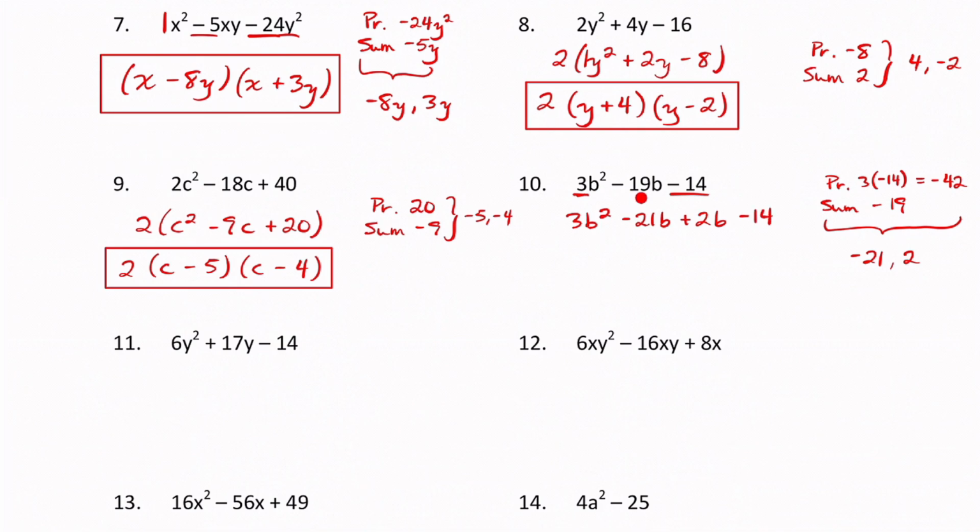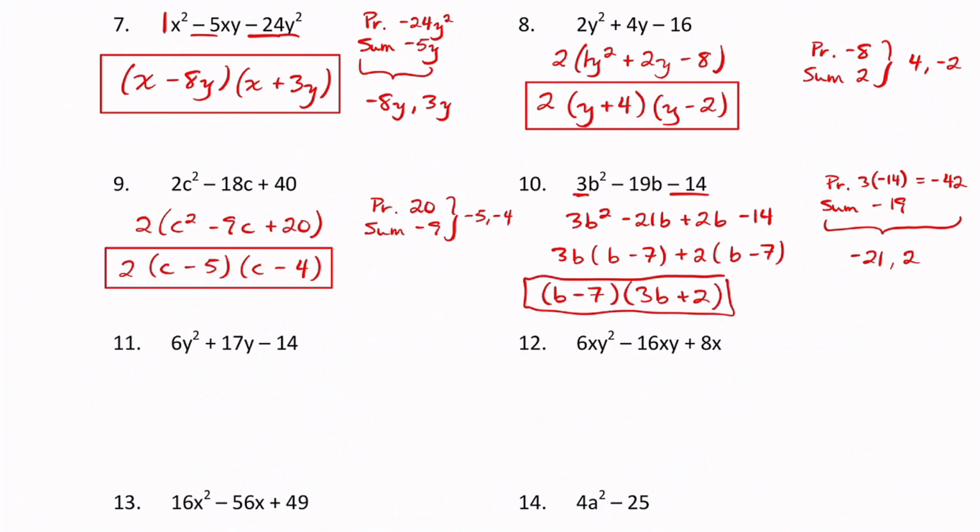Okay, so negative 19b broke down into minus 21b and a plus 2b. If I put those back together, it would just give me this. Now because we got four terms, I do factor by grouping. These two as a group, these two as a group. Then I get the same thing in brackets, so we can factor that out. And that there is my final answer.